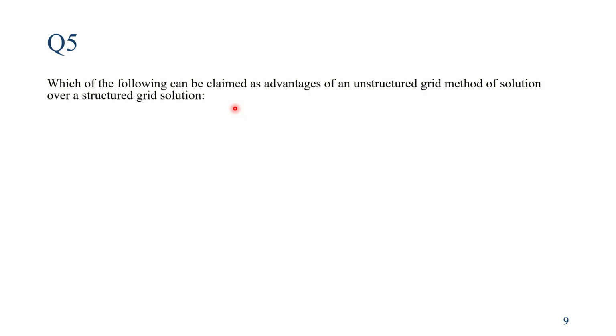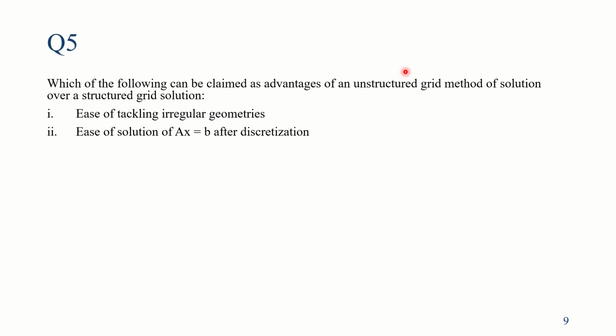So the question is, which of the following can be claimed as advantages of an unstructured grid method of solution over a structured grid solution? So why do we prefer unstructured grid over structured grid solution? That is what is being asked in this question. And for that reason, we should find advantages. First, ease of tackling irregular geometries. Second, ease of solution of Ax = b after discretization. Third, ease of grid refinement after solution.